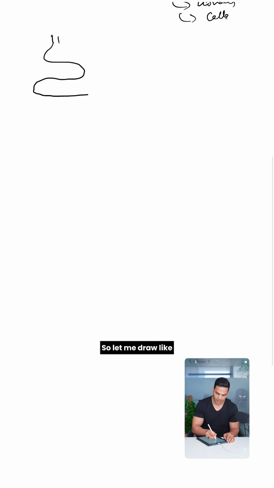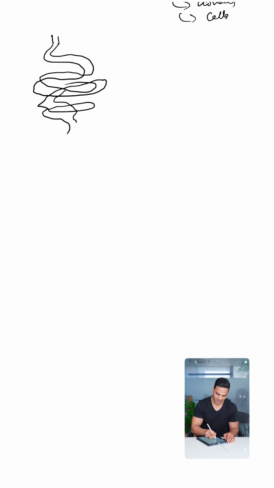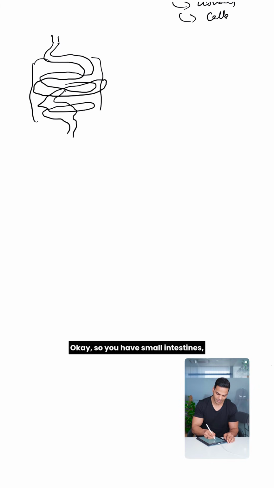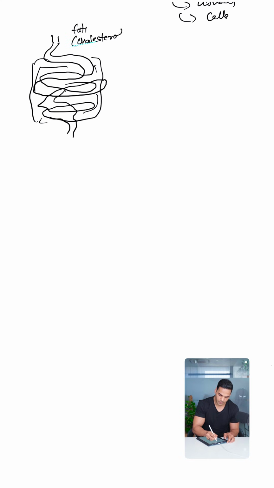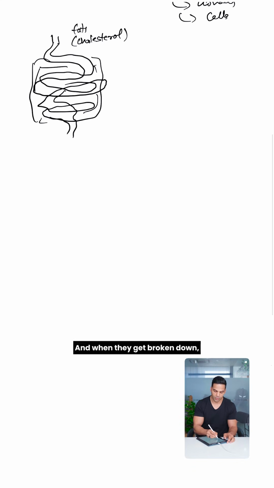So let me draw a really shitty drawing for intestines here. Okay, so you have small intestines, you have large intestines. So you consume fats, they travel to your stomach, and it could be any fats. Let's say you're consuming eggs, cheese, chicken, whatever. So it will also have some amount of cholesterol. So you consume dietary fats, and dietary fats will have some amount of cholesterol, and they'll get broken down. And when they get broken down, they will eventually end up in the intestines as smaller particles.